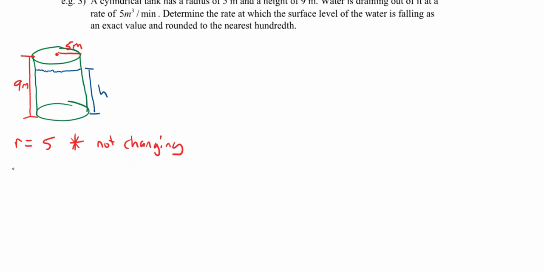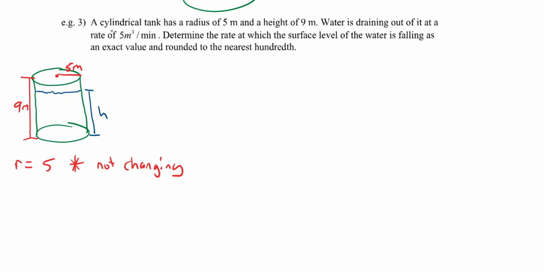We know, what was this number? 5 meters cubed per minute. It's a rate of change. It's a constant rate. It's the volume, and it is happening consistently over time, right? What would we call this in Leibniz notation? This would be dV over dt, right? The rate of change of the volume over time.